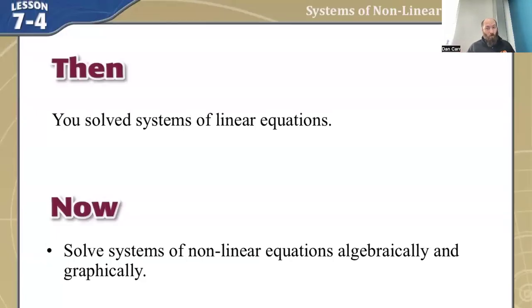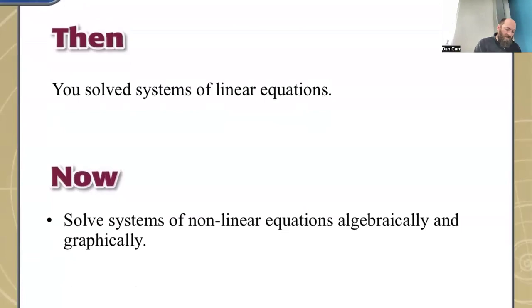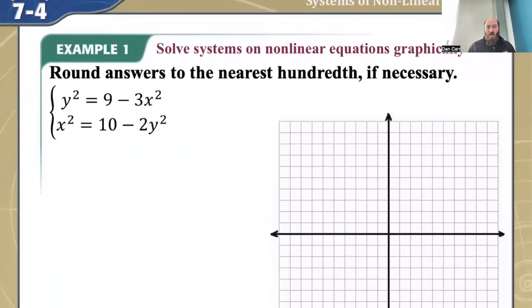Today we're going to be looking at 7.4. We're going to be looking at solving systems of nonlinear equations algebraically and graphically. So you've done solving systems of equations in the past where it's two straight lines. Now we're going to look at scenarios where they're not two straight lines.